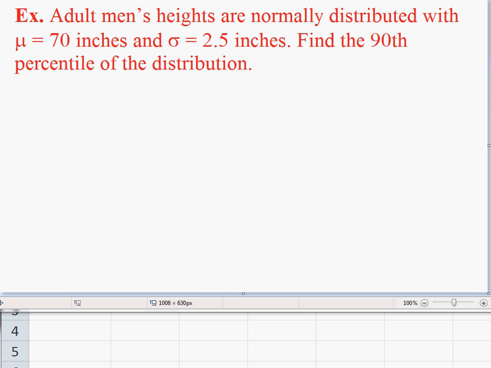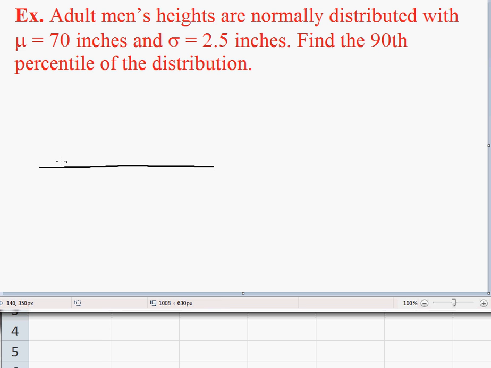In this video, I'll talk about a second application of the normal distribution. Adult men's heights are normally distributed with mean 70 inches and standard deviation 2.5 inches. Find the 90th percentile of the distribution. So for this problem, the area is given.